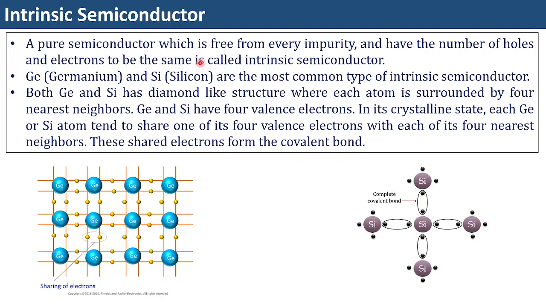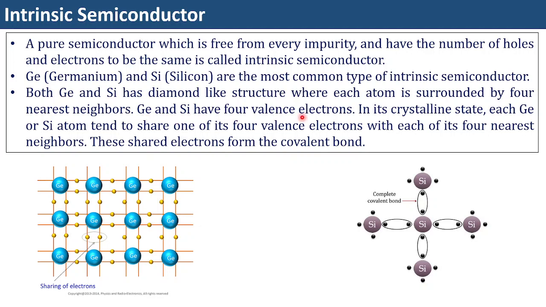Similarly, if you have a germanium intrinsic semiconductor, you have only germanium atoms and nothing else can be present, even in a single bit. Alright. So germanium and silicon are the most common types of intrinsic semiconductors. Both germanium and silicon have a diamond-like structure. This is something which you have to remember. It's quite important. In each of these structures, like germanium or silicon, each atom is surrounded by four nearest neighbors.